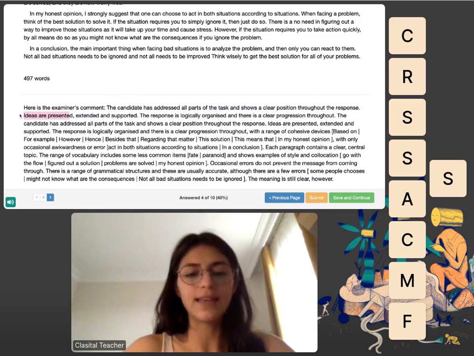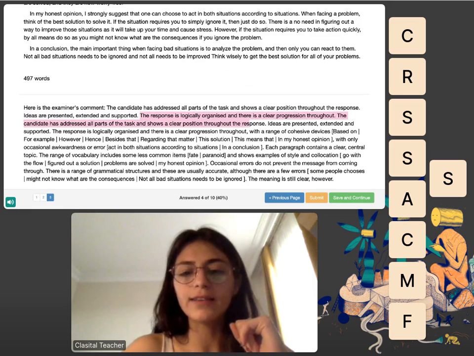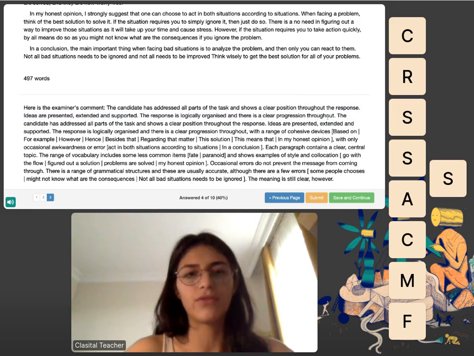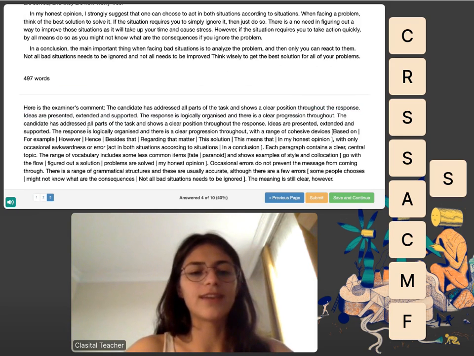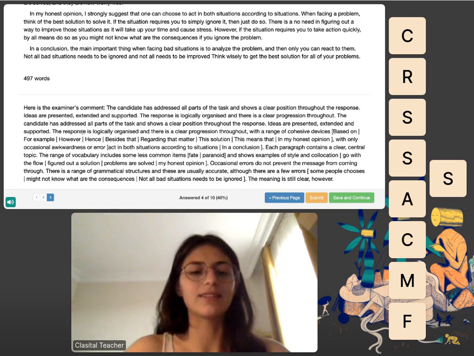Ideas are presented, extended, and supported, as we have talked about. The response is logically organized, and there is a clear progression throughout. The candidate has addressed all parts of the task and shows a clear position throughout the response. Ideas are presented, extended, and supported.